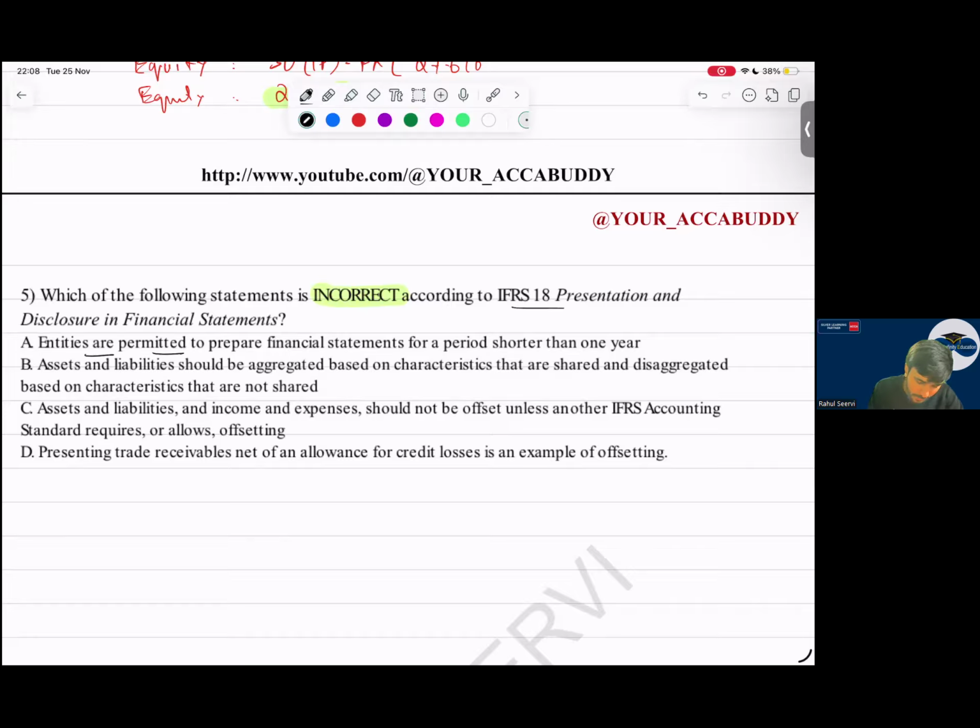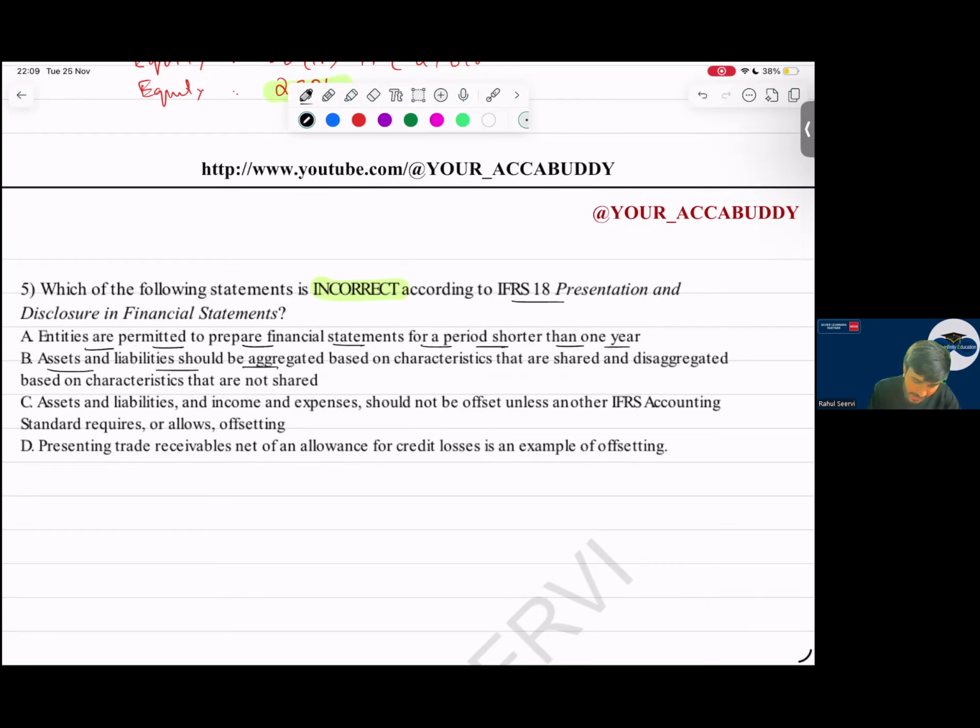Entities are permitted to prepare a financial statement for a period shorter than 1 year. In the class, I've discussed that yes, we can prepare for less than 1 year also. But sir, I'm dicey about this. Let us keep it aside. Assets and liabilities should be aggregated based on characteristics that are shared and disaggregated based on the characteristics that are not shared. It's a true sentence. I mentioned aggregation can be done for what? The items which have the same characteristics, and we will disaggregate like impairment, etc. We can't aggregate them. It's true, sir. This is not the option.